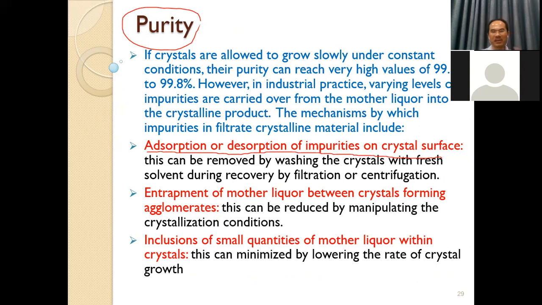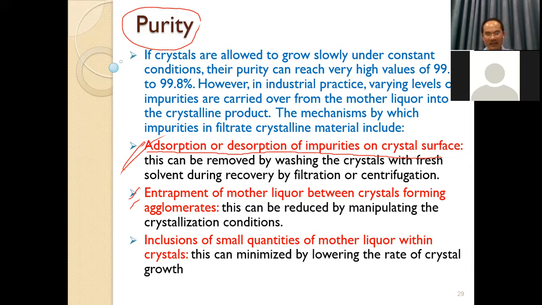Okay, how to remove this? You can remove it by washing, and then you can recover the crystal by filtration or centrifugation. This is easy to manage. But if the crystal entraps mother liquor between the crystals forming an accumulation, for this case, how to reduce the impurity from the mother liquor entrapped in the crystal? For this case, you can solve it by manipulating the conditions for crystallization. And we will talk later about how to crystallize.